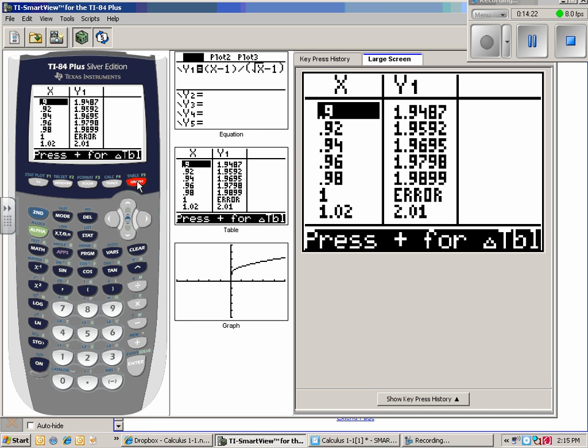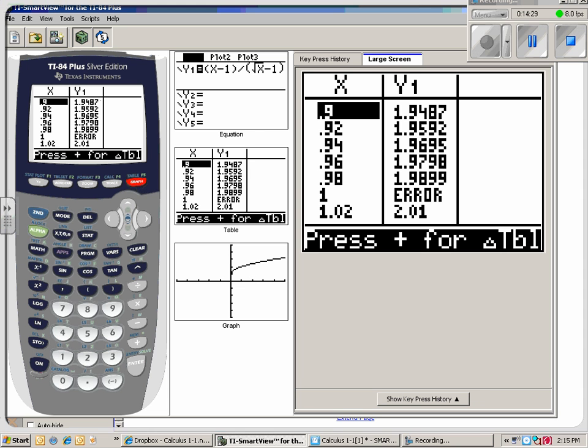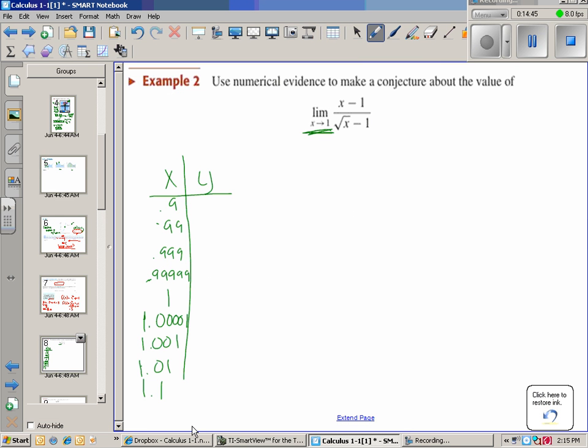So at 0.9, we're at 1.94. At 0.92, we're at 1.95. What do you see happening to these values as we go from here to here? They're approaching some number. On my screen, it looks like it's just over 2. So if I were going to give a guess, my guess would be 2. So use numerical evidence. You can use your graphing calculator, and you can simply transfer that data into this space here.